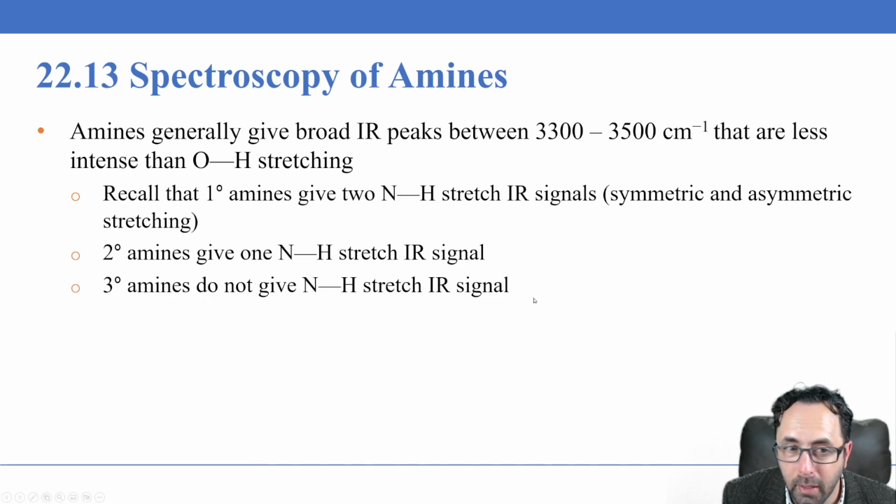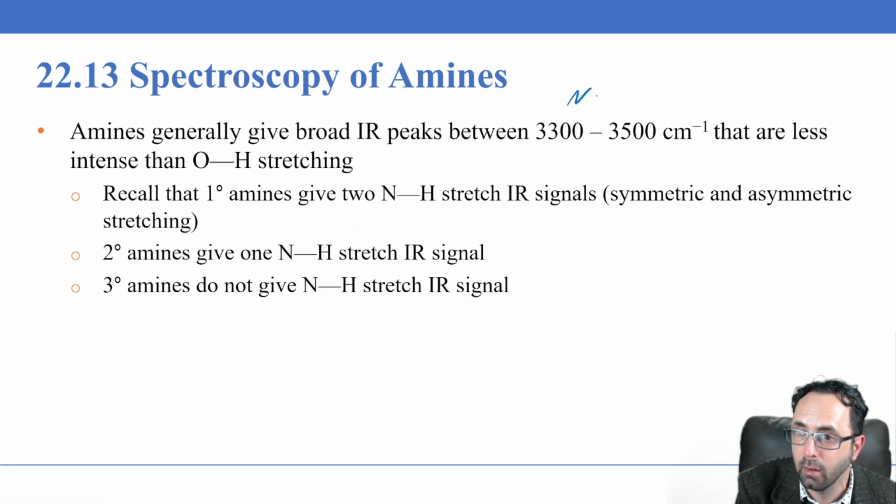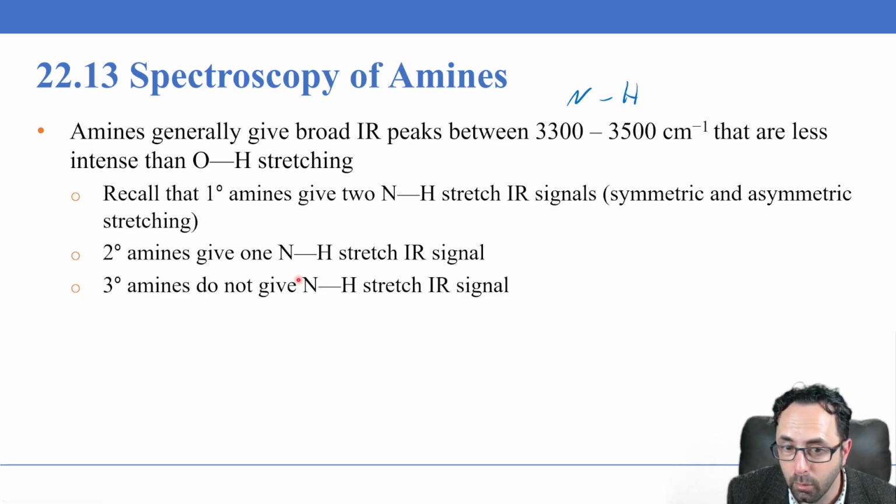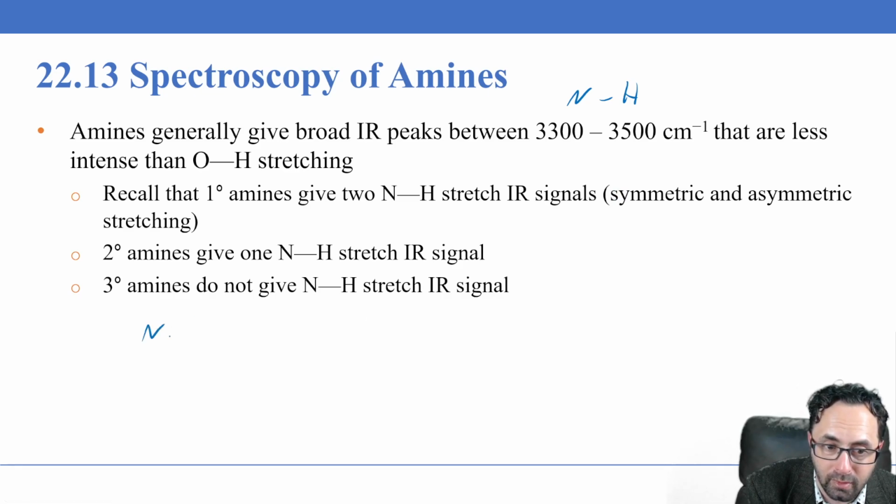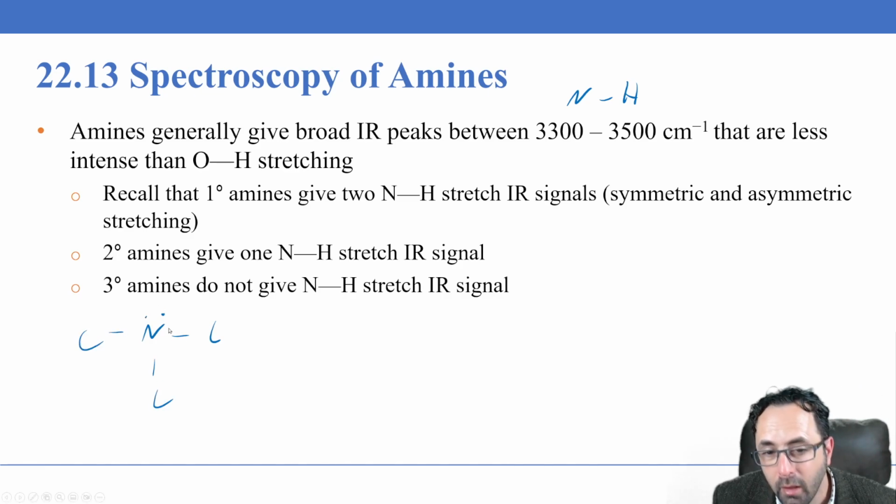Finally, when it comes to the spectroscopy of amines, amines will generally give a broad IR peak between 3,300 and 3,500, sometimes 2 if it's a primary amine. Primary amines will give 2 NH stretching IR signals, so these are due to NH bonds. If you have a secondary amine, it will give 1 NH stretch in this region. A tertiary amine is a nitrogen that's attached to 3 R groups or 3 carbons. There is no NH bond, so it's not going to give an NH signal in this region. You'll have to rely on other signals.